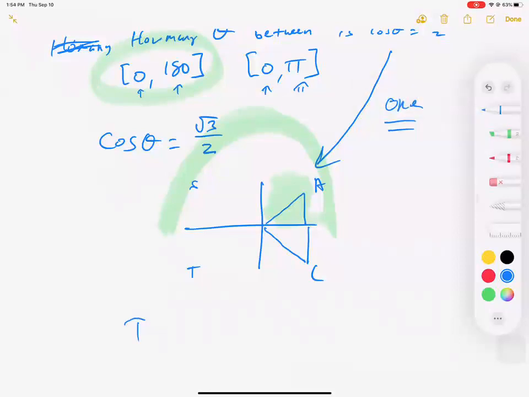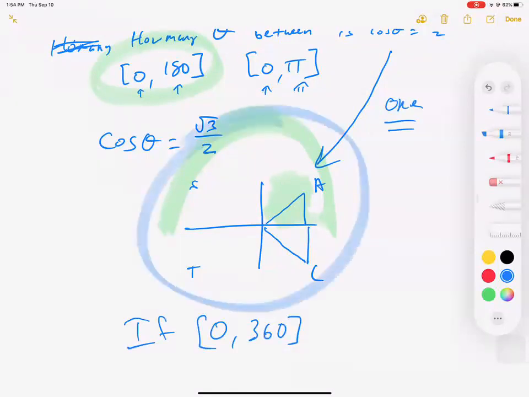If they ask me between 0 and 360, sure, we have 2 possibilities then, right? Because we have the whole circle to work with. But sometimes they might limit your answer. So make sure you look: when IXL tells me only from 0 to 180, that's only the top side of the circle.